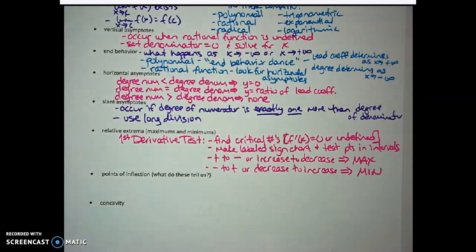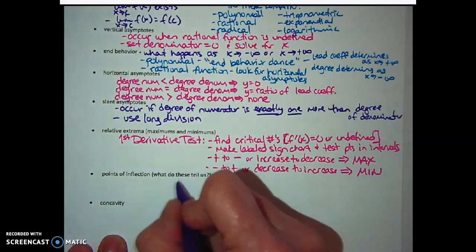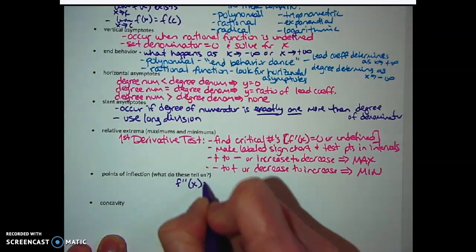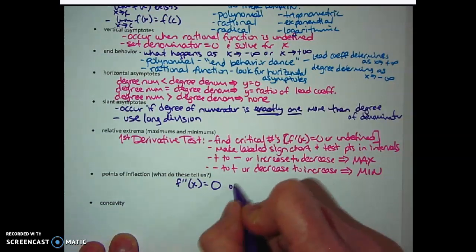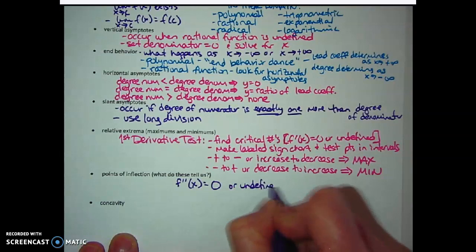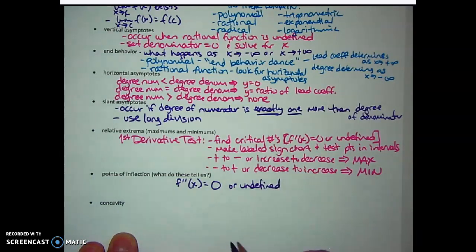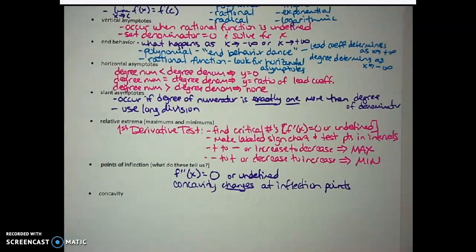Almost done. How do we find points of inflection? Again, this is something that's relatively new. We find points of inflection by setting the second derivative of the function equal to 0 or undefined. And what do they tell us? They tell us that the concavity changes at those inflection points. And finally, how do we determine the concavity of our original function? Again, this is where we use our second derivative test.